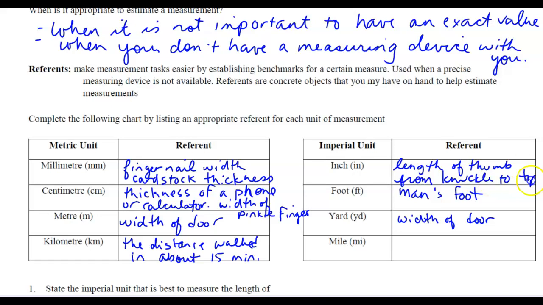Yeah, that's hard to read. Okay, so length of thumb from knuckle to tip. And a mile is longer than a kilometer, so the distance walked in about 25 minutes, I think they say.